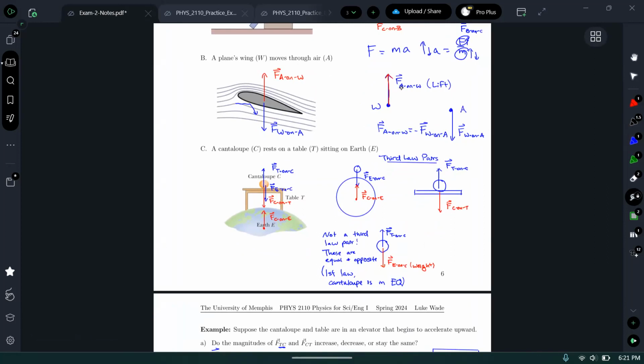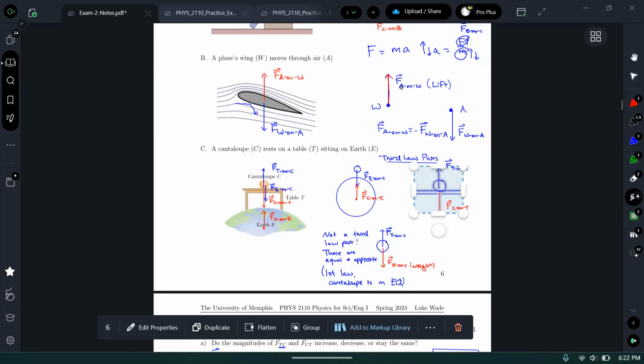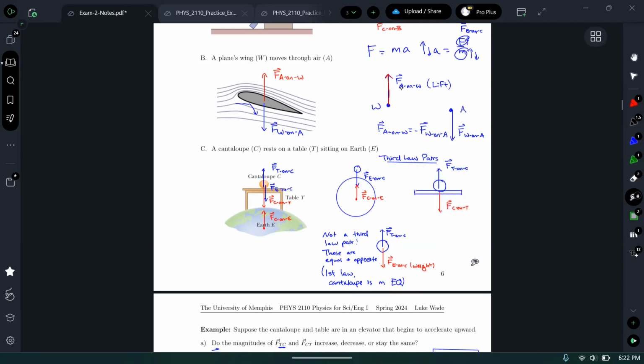The way we can tell the difference is third law pairs are on two different objects. These two forces are both on the cantaloupe. A third law pair would be one force is on the cantaloupe, the other force is on the table.